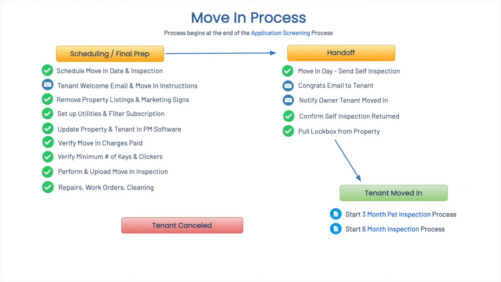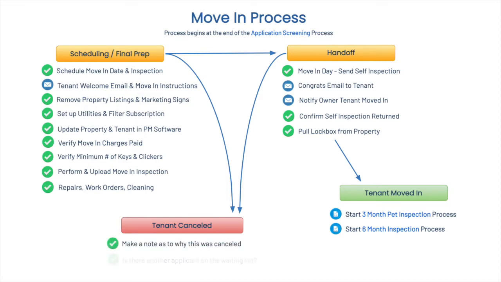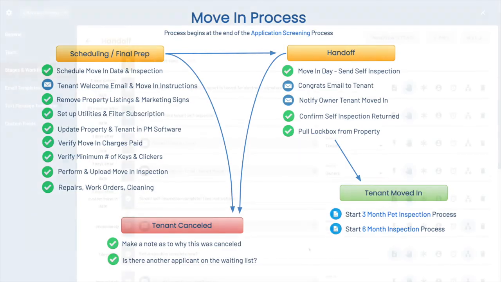If at any point, however, the tenant cancels, there is a tenant canceled stage, which has tasks to make a note as to why the process was canceled and to check to see if there is another tenant on the waiting list for this property.